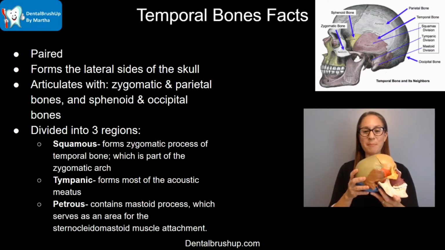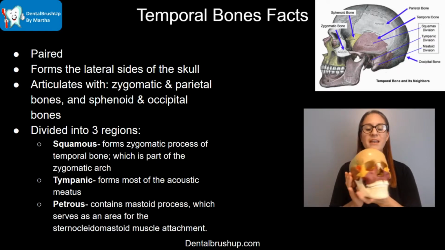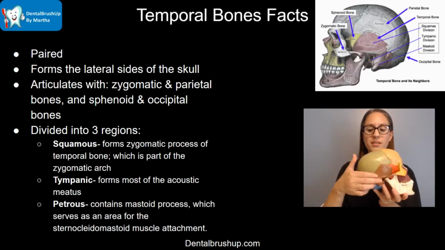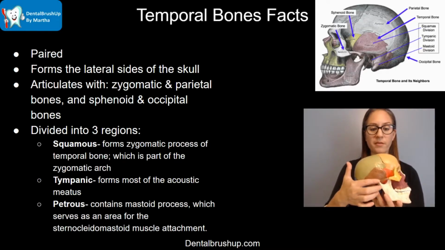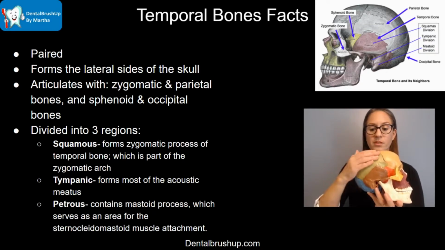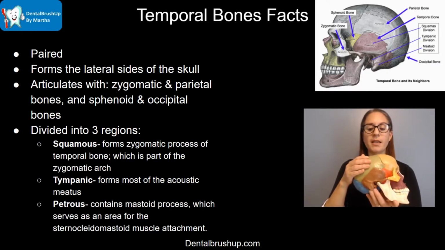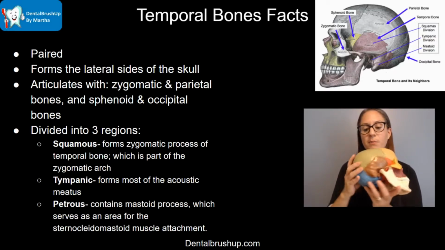Now let's take a look at some temporal bone facts. So the temporal bone is paired. It's located on either side of the skull, forming the lateral sides of the skull. Now, this bone articulates with the zygomatic bone, which is located right here. It also articulates with the parietal bones, which are paired bones on either side of the skull. It also articulates with the sphenoid bone, which you can see right here in orange, and the occipital bone, which is right back here.